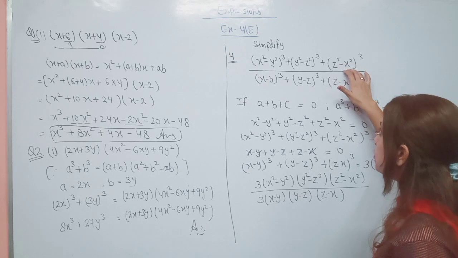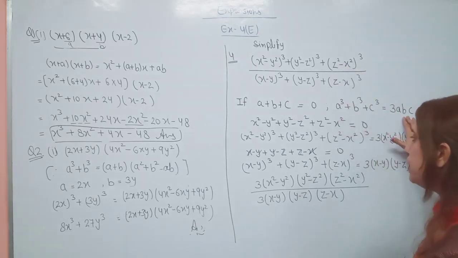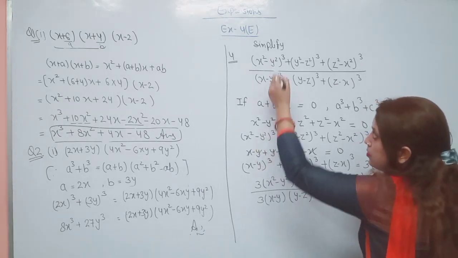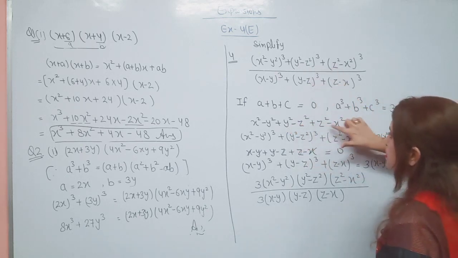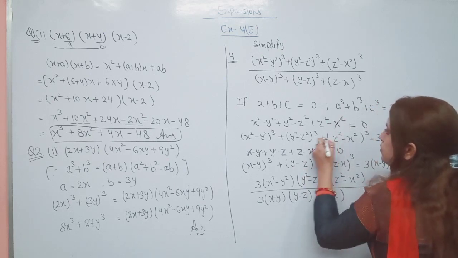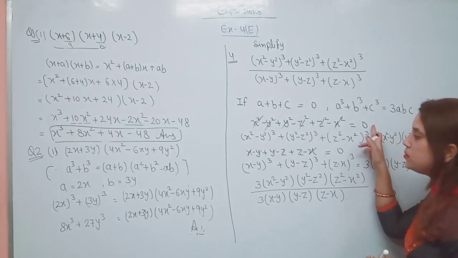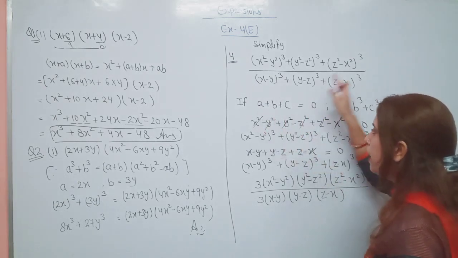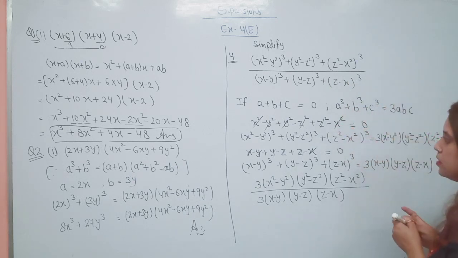If it comes to 0, then we apply the identity a cube plus b cube plus c cube is equal to 3abc. So let's see, when we do the sum of x square minus y square plus y square minus z square plus z square minus x square, all the terms cancel, plus and minus come to 0. When the sum of a, b, c is 0, then a cube plus b cube plus c cube is equal to 3abc.